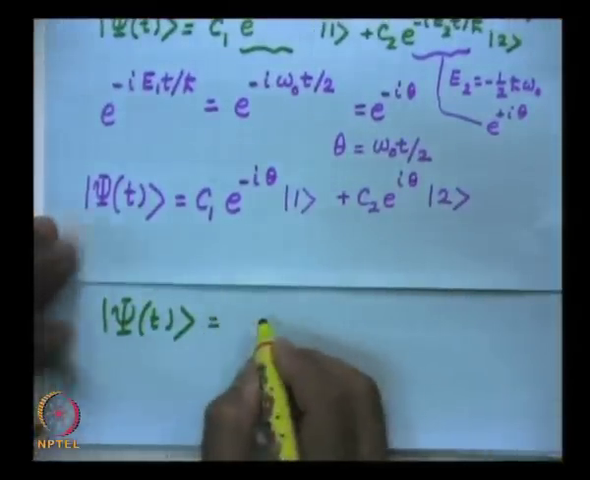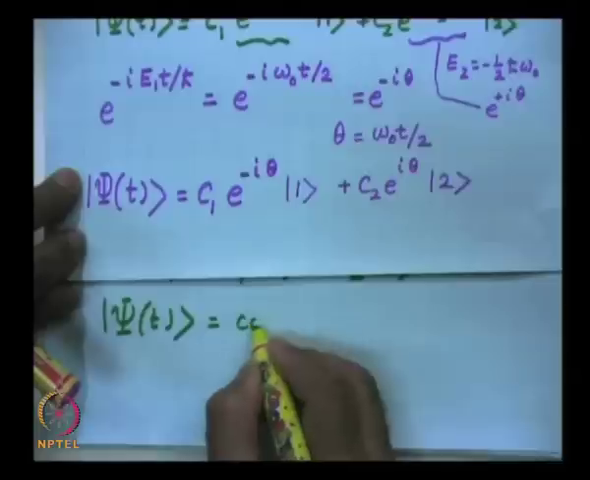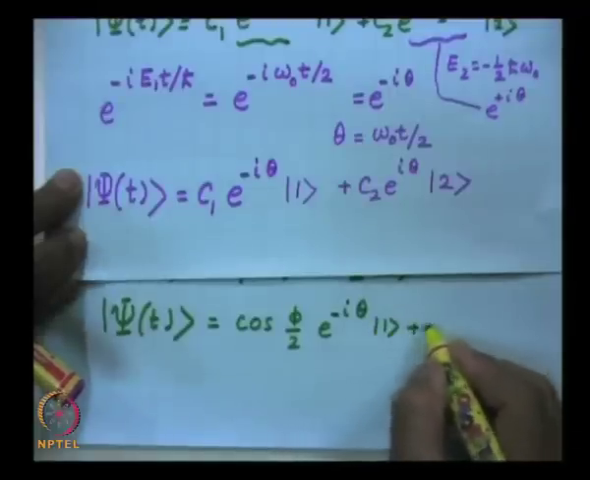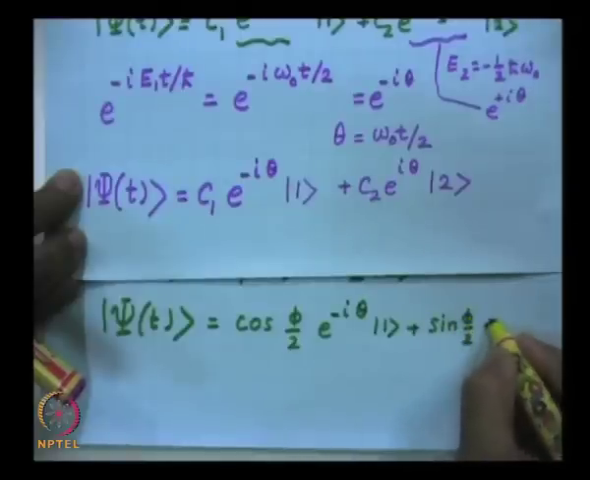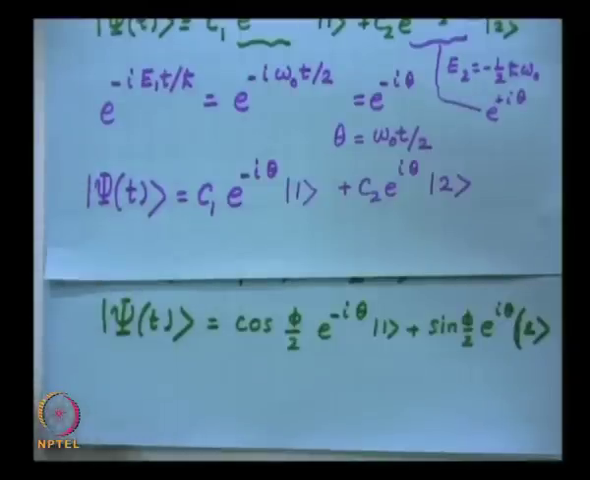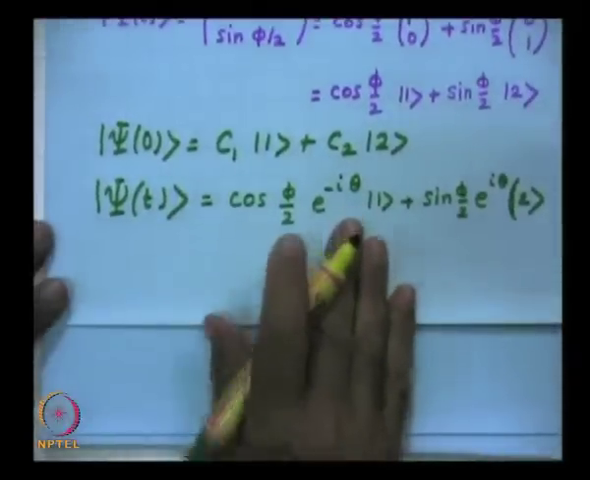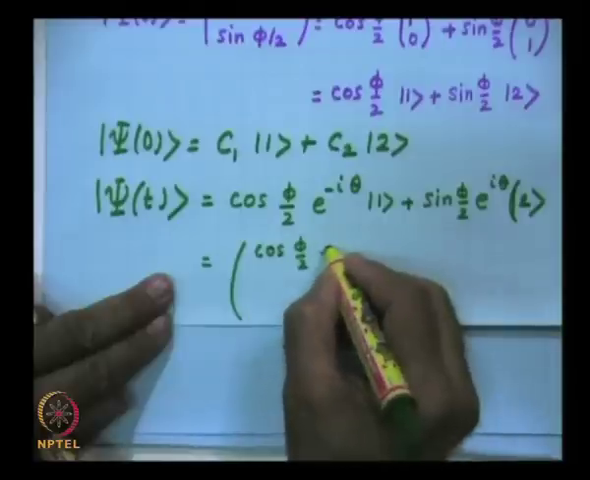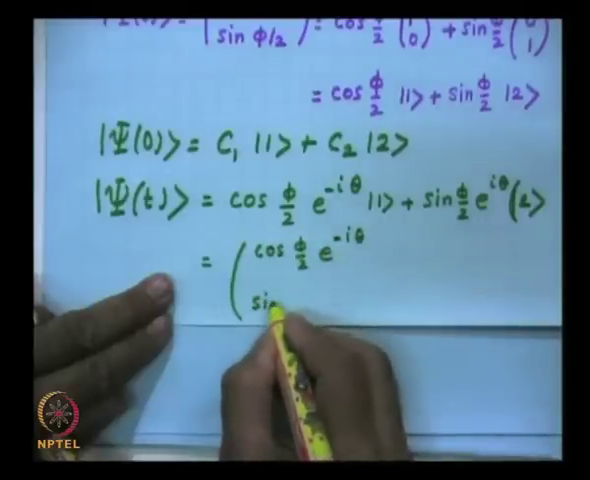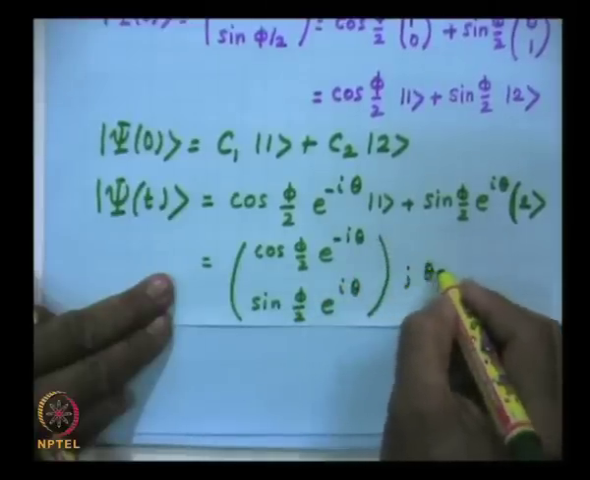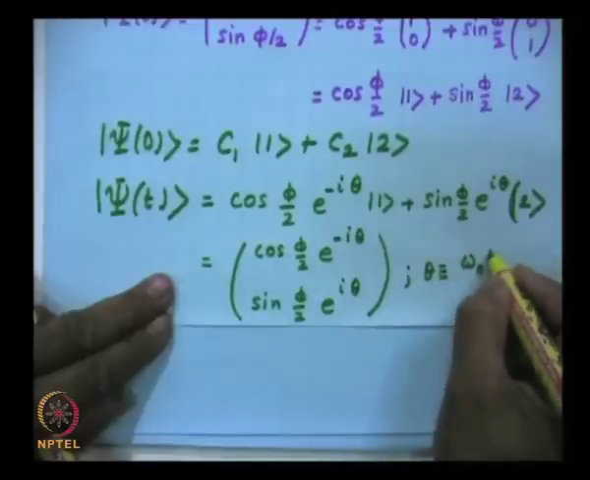And therefore, |ψ(t)⟩ is cos φ/2 e^(-iθ)|1⟩ plus sin φ/2 e^(iθ)|2⟩. So this becomes the column vector (cos φ/2 e^(-iθ), sin φ/2 e^(+iθ)), where θ, as I had mentioned, was defined to be equal to ω₀t/2.